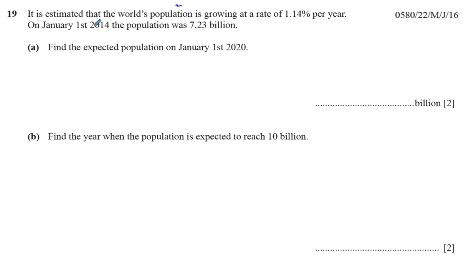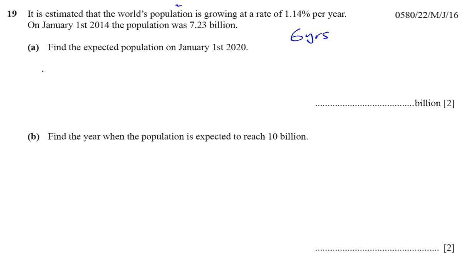So from January the 1st, 2014 to January the 1st, 2020, you've got 6 years altogether. Okay, so it's going to increase. So this is an exponential increase. So it's going to be itself plus 1.14% more. Okay, 1.14% of itself added onto itself at the end of the first year.